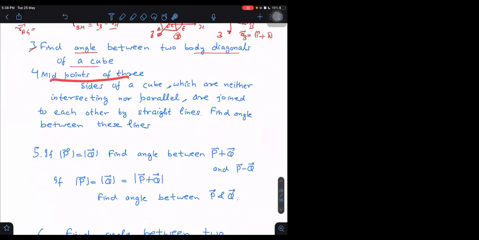After that, the midpoints of 3 sides of the cube, which are neither intersecting nor parallel, are joined to each other by straight lines. Find the angle between these lines. This is also a very interesting problem. Try to do this one.